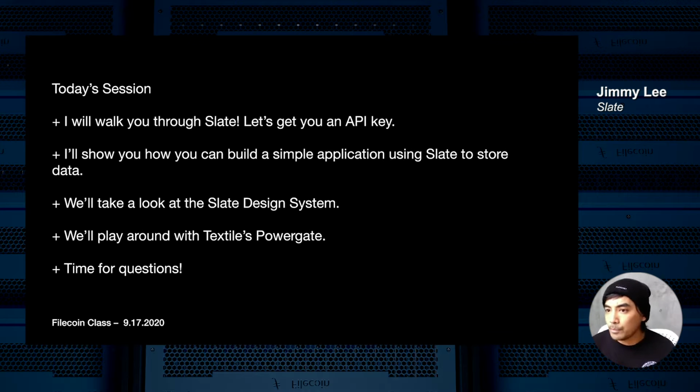So in today's session, I'm actually going to show you Slate so you can kind of see what it is, and we're going to get you an API key. And right now, anyone can do this. I don't mind if people come and try to abuse the service or do crazy things, but I'm going to show you guys what the release demo looks like. And I'm going to show you how to build a simple application using Slate to store your images on top of IPFS and Filecoin. And then we'll look at the Slate design system. We'll play around with Textile's Powergate, and then I'll have time for your questions.